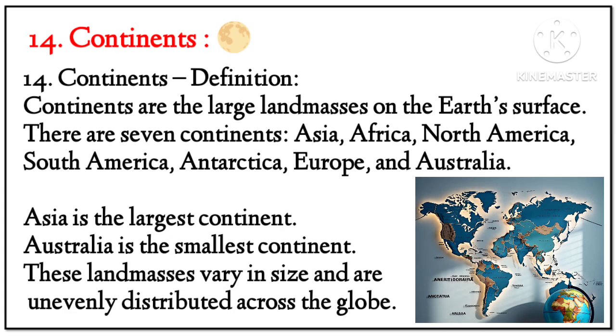14. Continents. Continents are the large land masses on the Earth's surface. There are 7 continents: Asia, Africa, North America, South America, Antarctica, Europe, and Australia. Asia is the largest continent. Australia is the smallest continent. These land masses vary in size and are unevenly distributed across the globe.